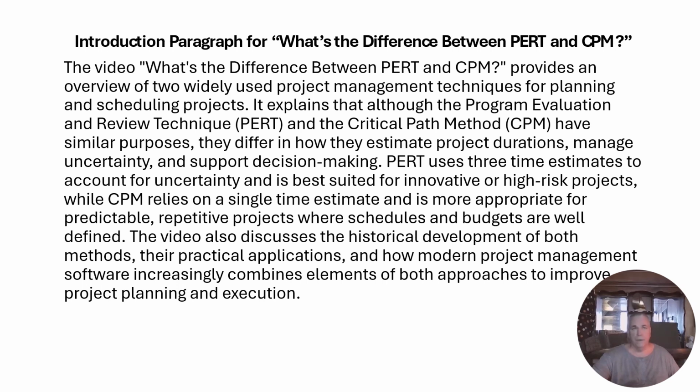PERT, or Program Evaluation and Review Technique, is used when project activities involve uncertainty. It estimates the duration of each task using three time estimates: optimistic, most likely, and pessimistic, to produce a realistic expectation of completion time. This makes PERT especially useful for projects involving new technologies and other situations where task durations are difficult to predict. CPM, or critical path method, is used for projects with more predictable activity times.